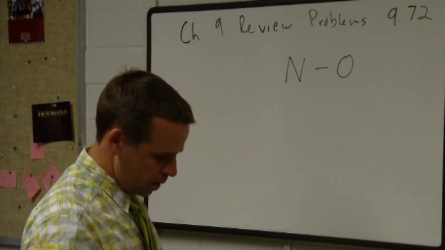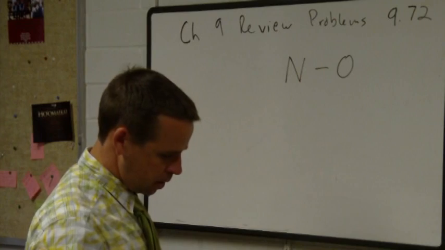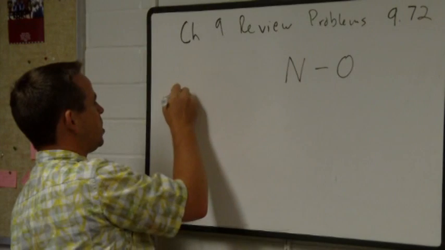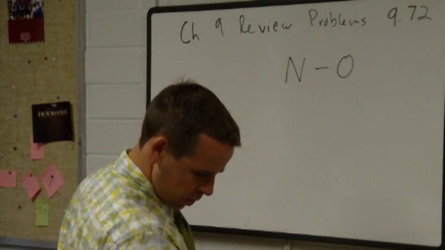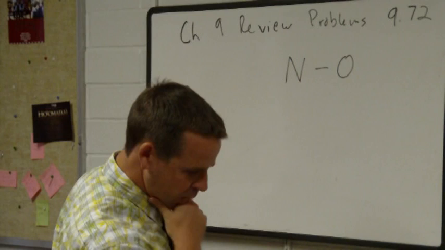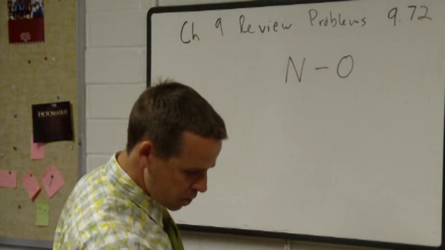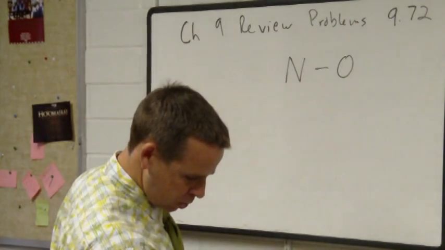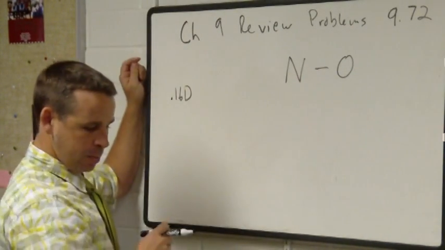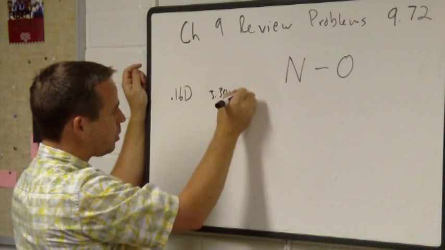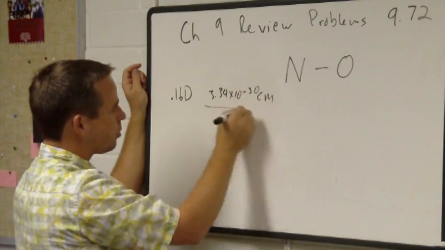Table 9.3 tells us that the dipole moment in debye is 0.16. So 0.16 debye, right? And we see that 1 debye is equal to, you can see on this page, just below the equation on page 378, equation 9.2, that 1 debye equals 3.34 times 10 to the minus 30 coulomb meters. So we have 3.34 times 10 to the minus 30 coulomb meters for every 1 debye.